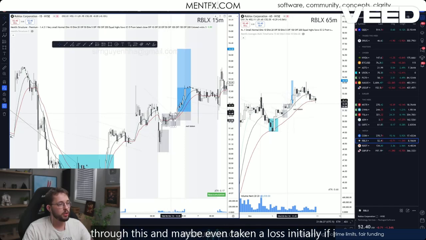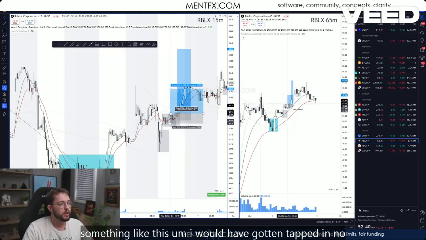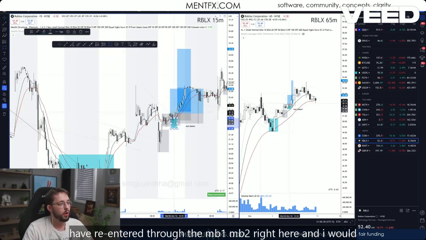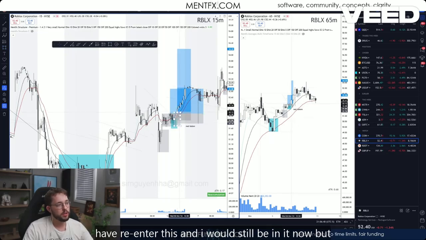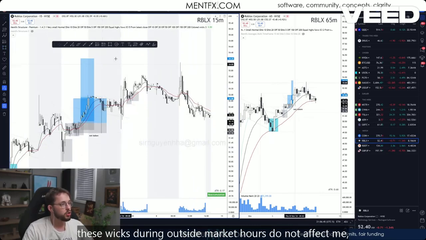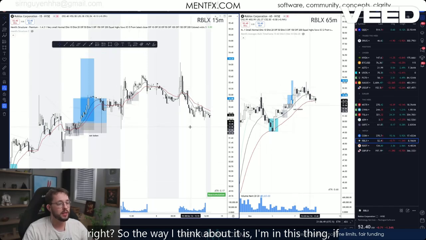I probably would have entered through this and maybe even taken a loss initially if I traded this. So my trade would probably look something like this. I would have gotten tapped in, no break even. It would have stopped me out, and then I would have re-entered through the MB1, MB2 right here, and I would still be in it now because these wicks during outside market hours do not affect me, right? So the way I think about it is I'm in this thing.